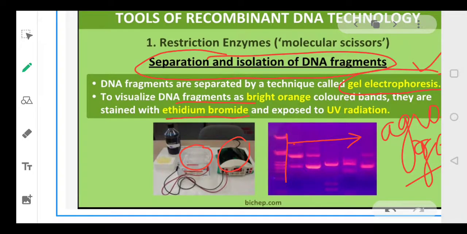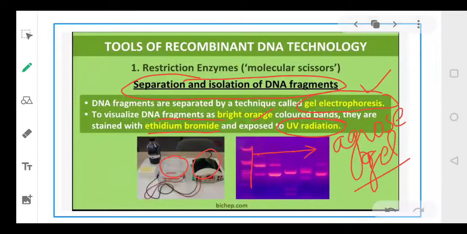We cannot see the DNA fragments without staining them. So for making the DNA visible, it must be stained with ethidium bromide. When we stain them with ethidium bromide, they give a bright orange color when they are exposed to UV radiation. We don't need to expose them to visible light. So two things we have to keep in mind: first, we have to stain them, and second, we have to expose them to UV radiation, because they will not be seen in visible light.